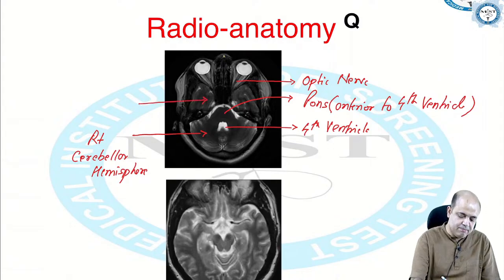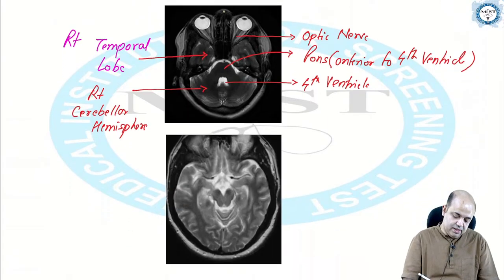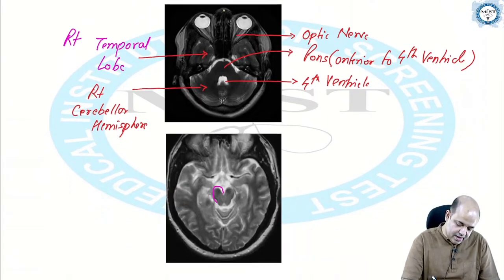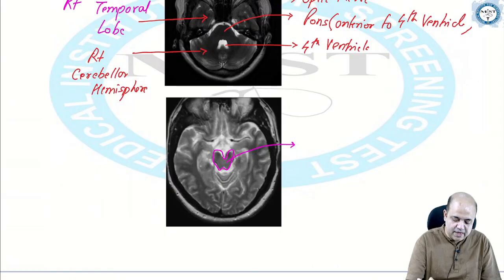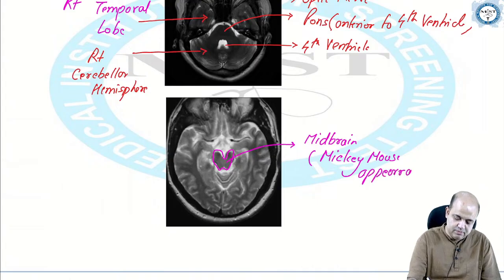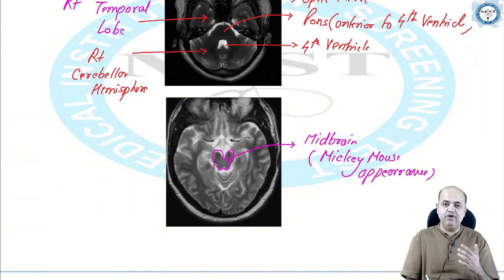This is the right temporal lobe. And this structure slightly above the level of the fourth ventricle is the level of the midbrain. This is the Mickey Mouse like appearance of the midbrain. The midbrain has the Mickey Mouse ear appearance. This is the level of the midbrain.